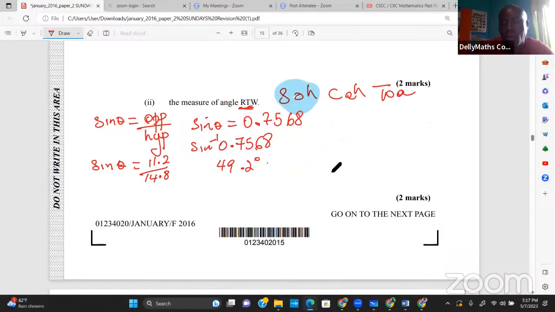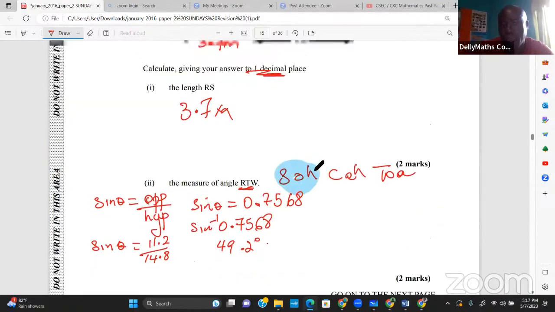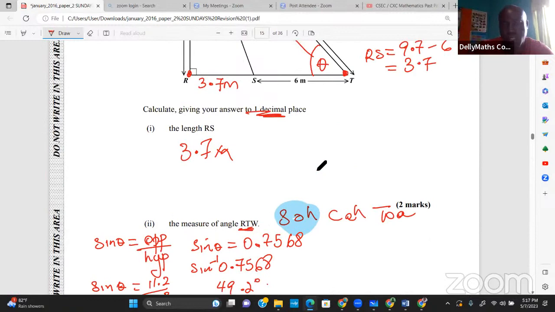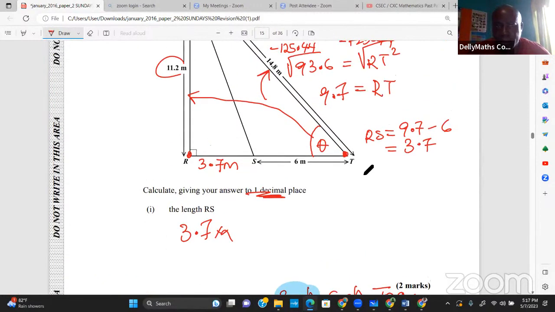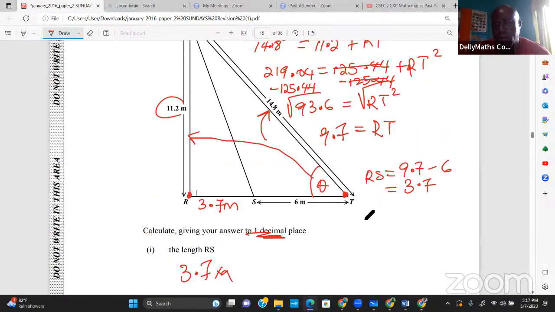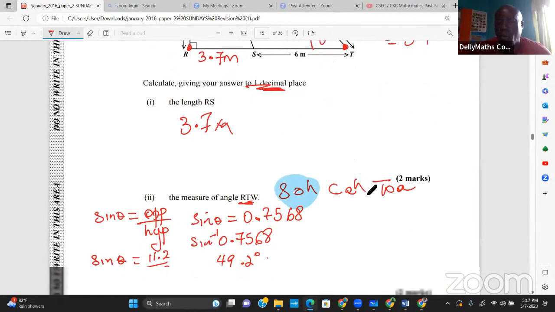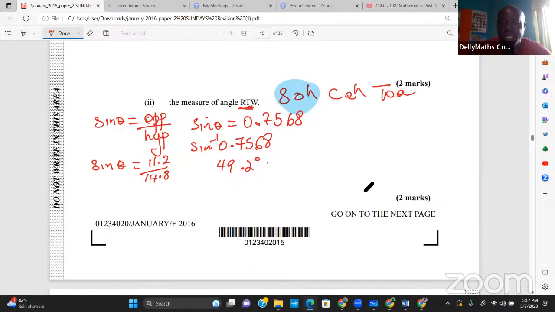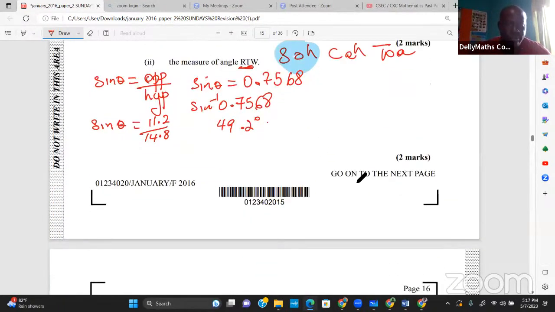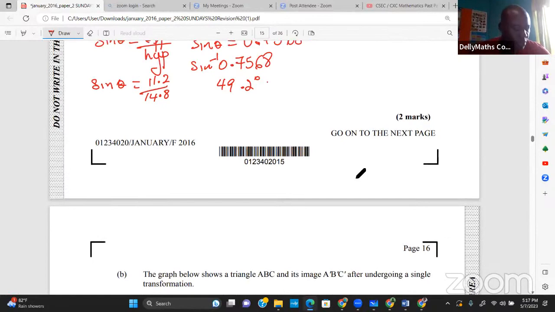And I could have used any one of the rules. Why? Because I had all sides. All right. I could have used cosine. I could have used tangent. I could have used everything, but I won't do all of them right now in the interest of time. All right, good.